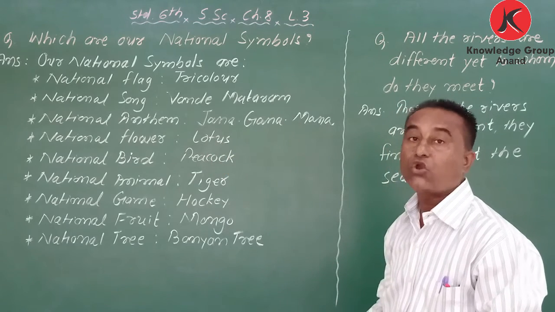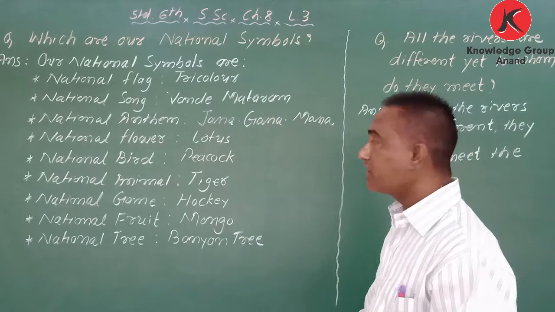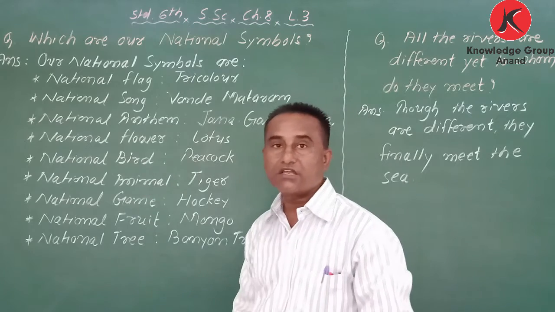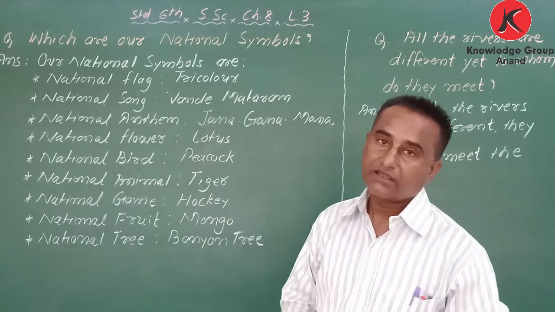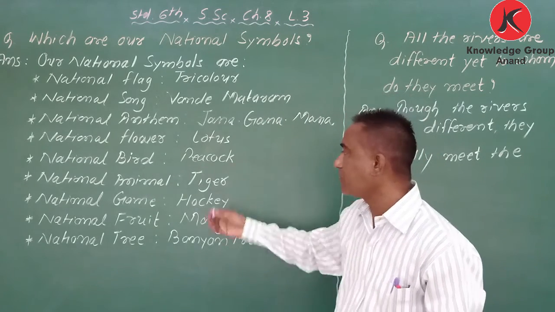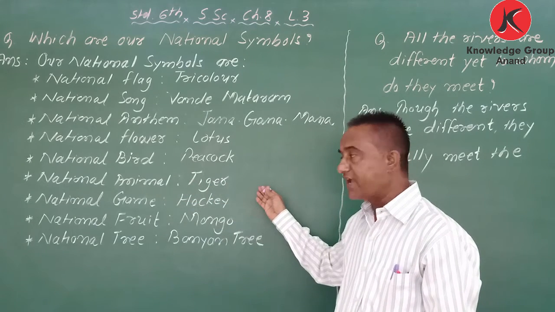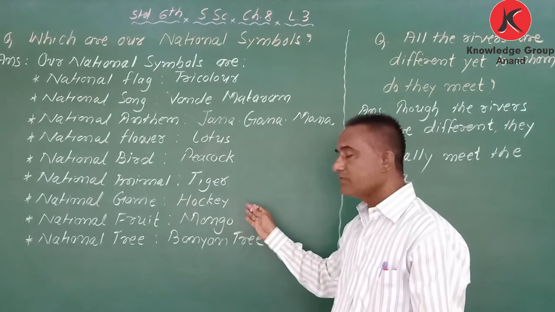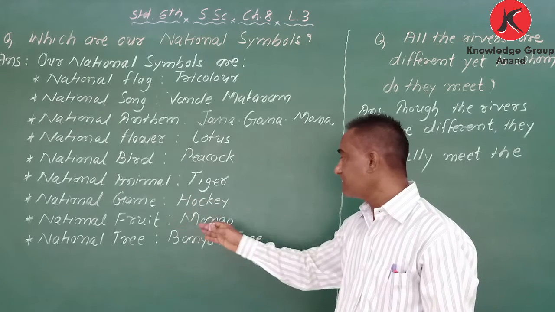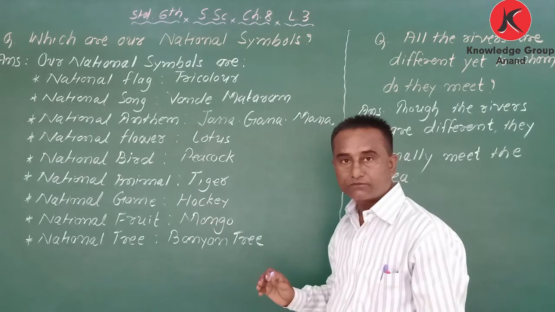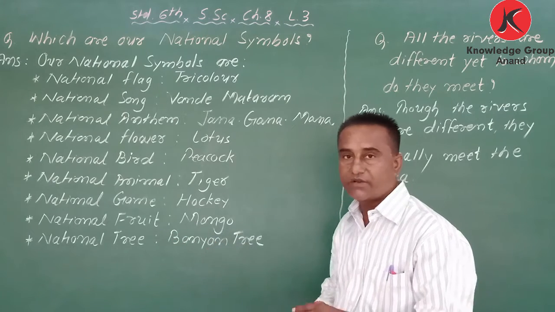National flower, lotus. Lotus is our national flower. National bird, correct, peacock. Peacock is our national bird. National animal, that is tiger. National game, that is hockey. National fruit means mango. Okay, national tree, that is banyan tree.